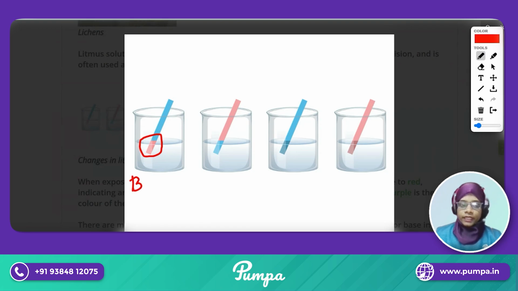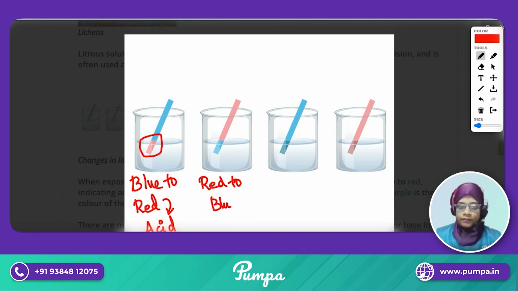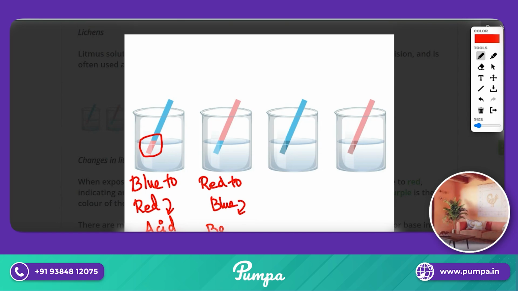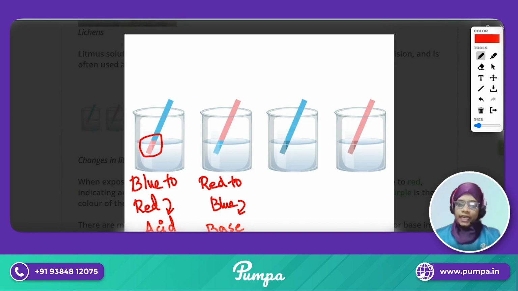So you can see the blue litmus paper turns to red. It is an acid. And what do we have here? The second one, red litmus paper, turns to blue. How can we say this? Base. So everyone is clear with this color change, right? And if it stays the same, the blue litmus stays blue and the red stays red, how can we call them? Neutral. Okay.